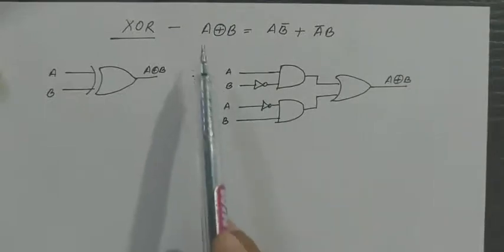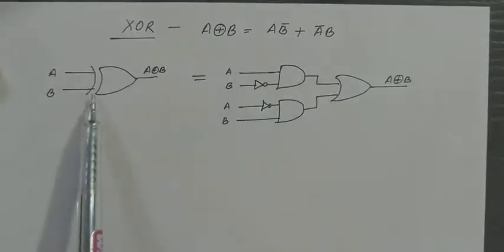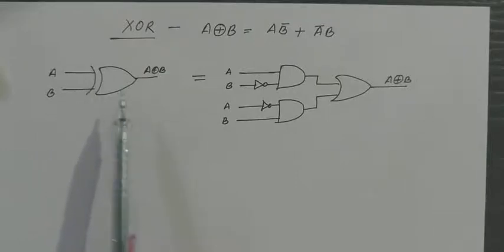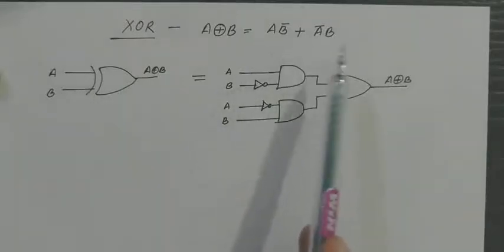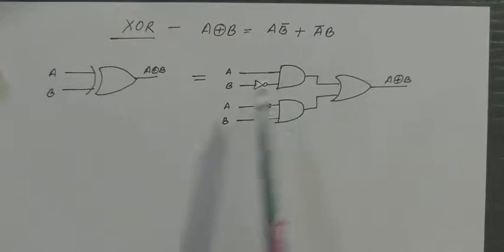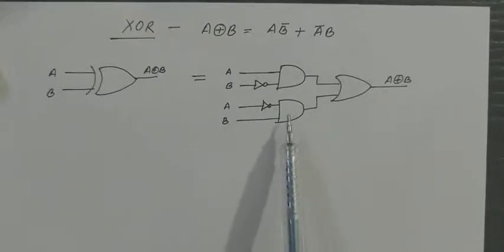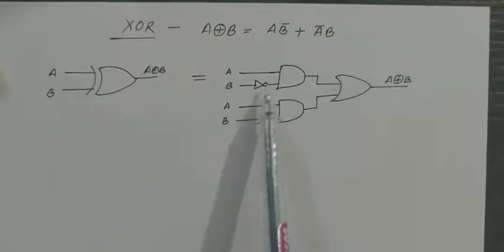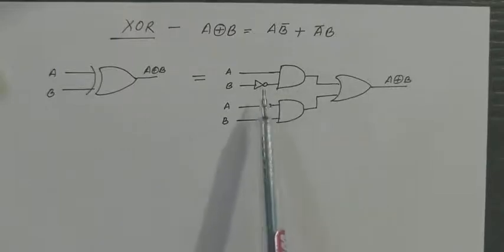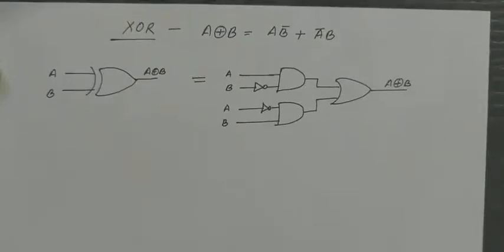See, A XOR B is represented by this circuit diagram. This is the XOR gate which is equivalent to this expression. So this is the circuit diagram for this equivalent expression. Now see, in this circuit diagram we have basic gates NOT, AND and OR. So we will replace these basic gates by the universal gates.